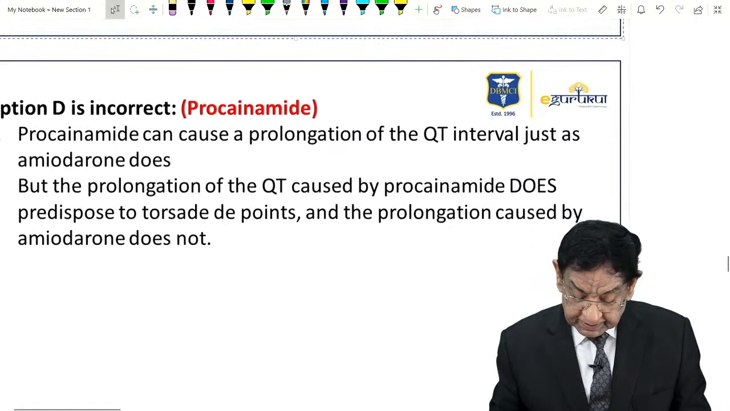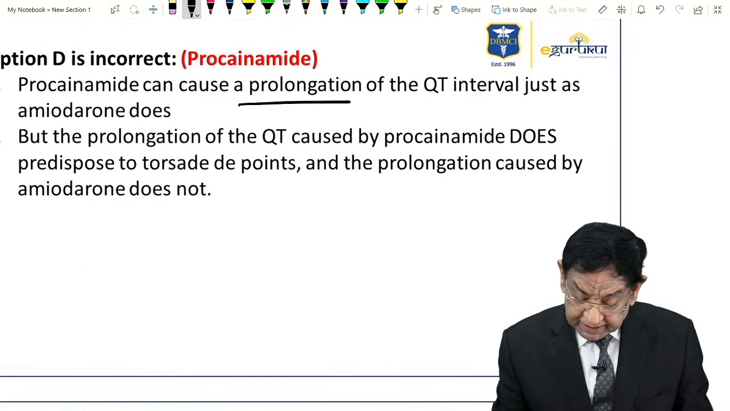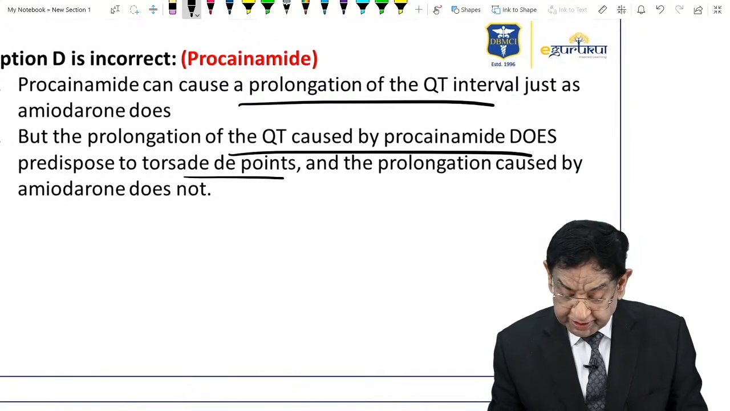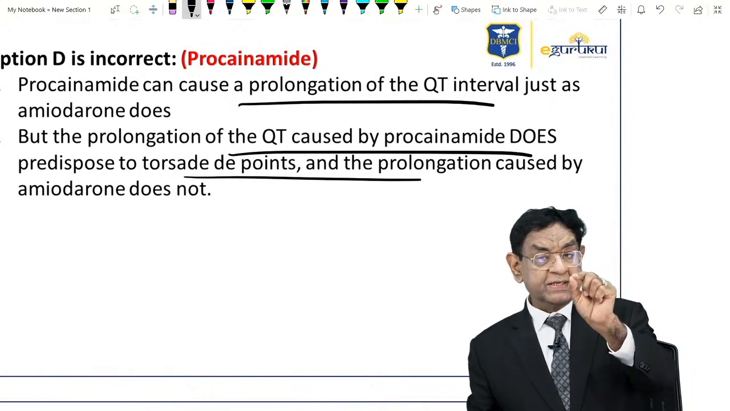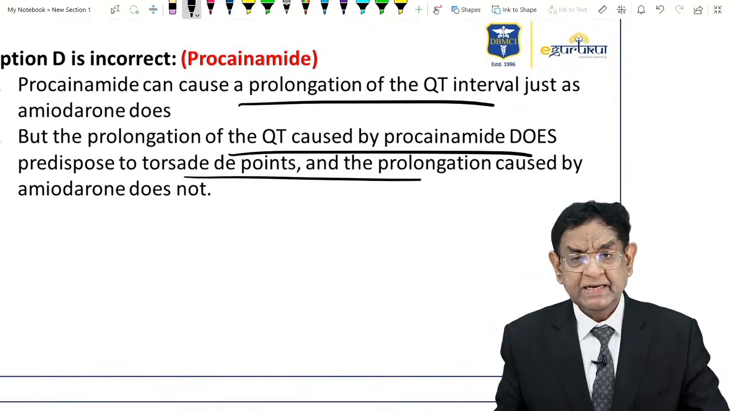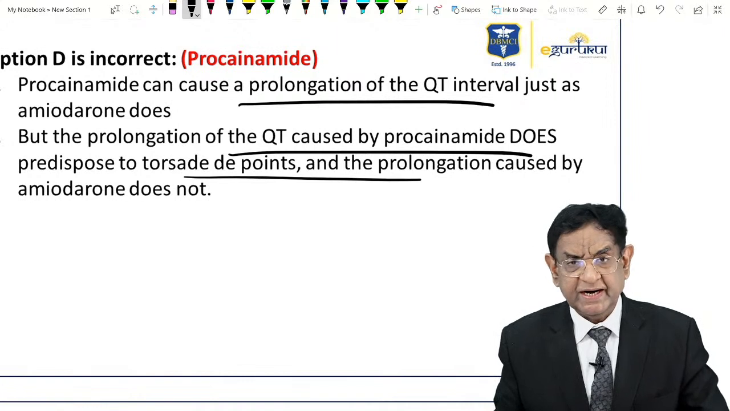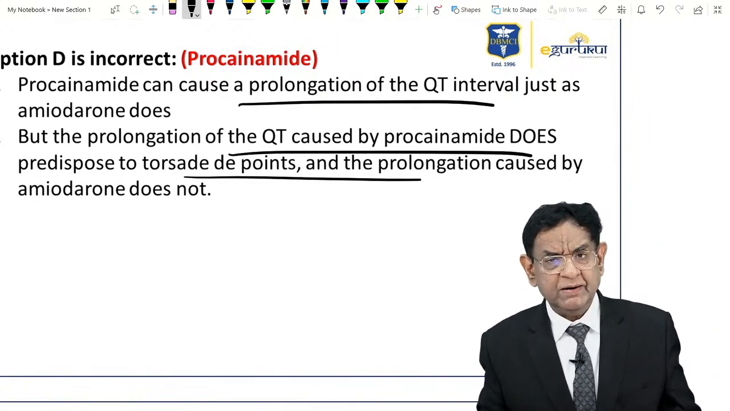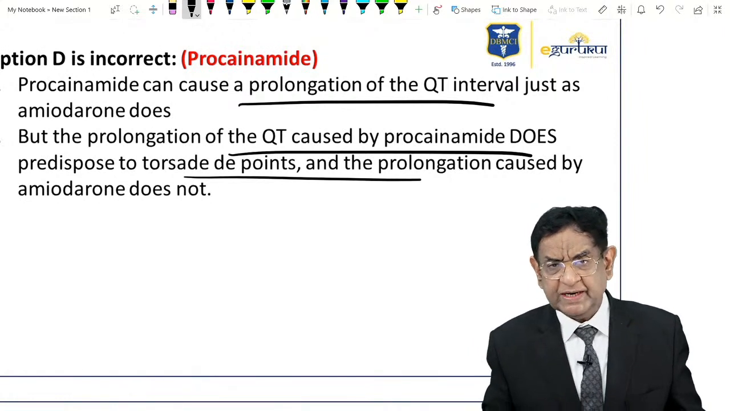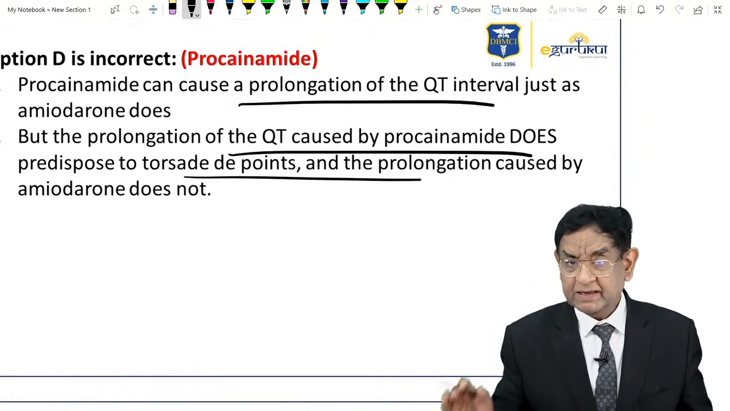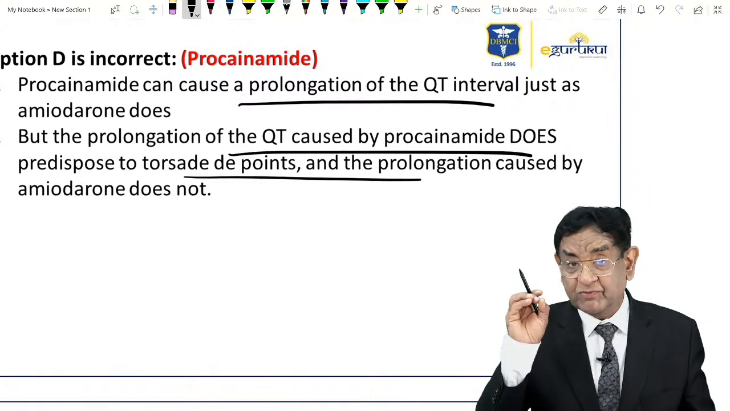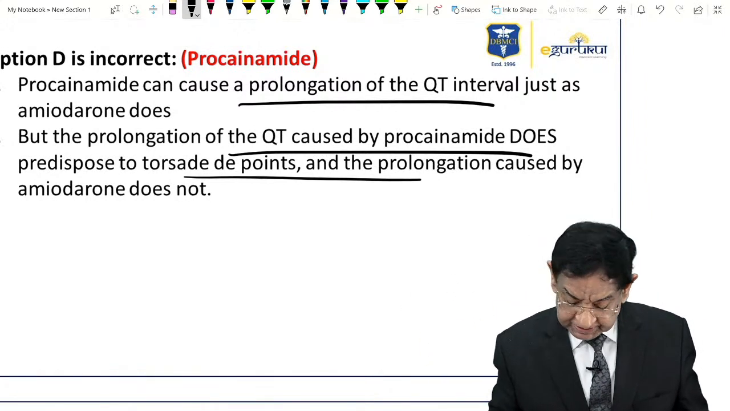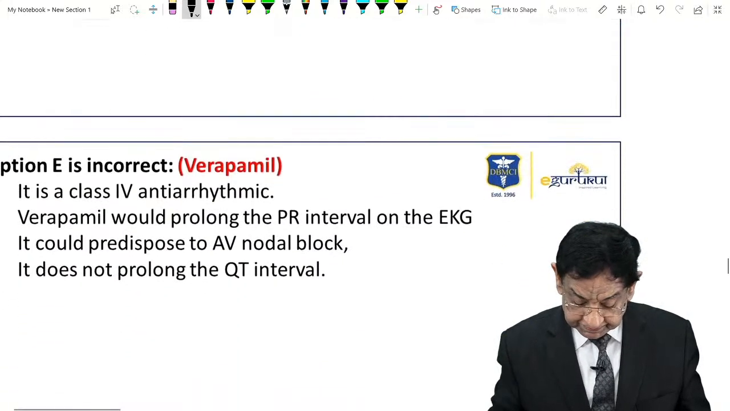Procainamide increases QT interval, and its chances of going into torsade pointes are much more. As I mentioned, any class 1A drug which causes prolonged QT interval will lead to it. In fact, all class 1A drugs are pro-arrhythmic, but amiodarone is the one drug which prolongs QT with no torsade pointes. This will lead to torsade pointes.